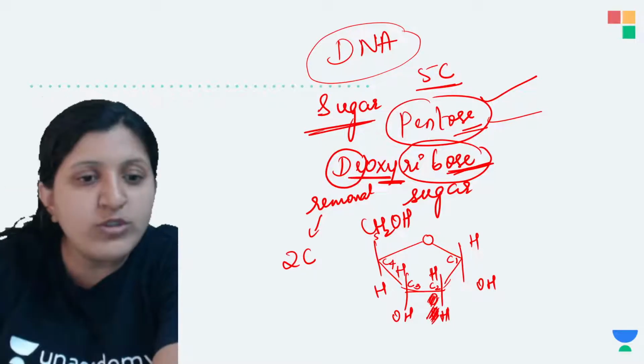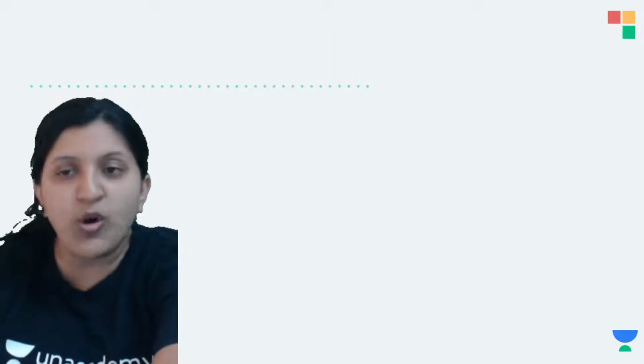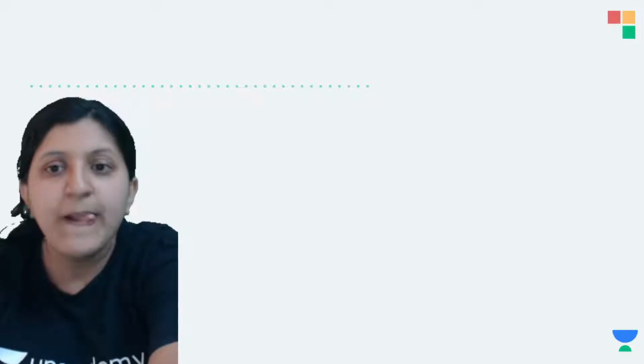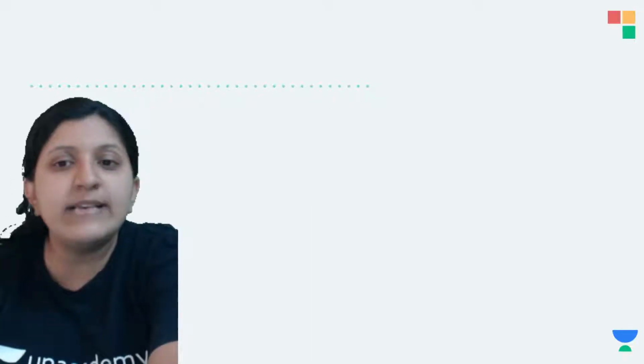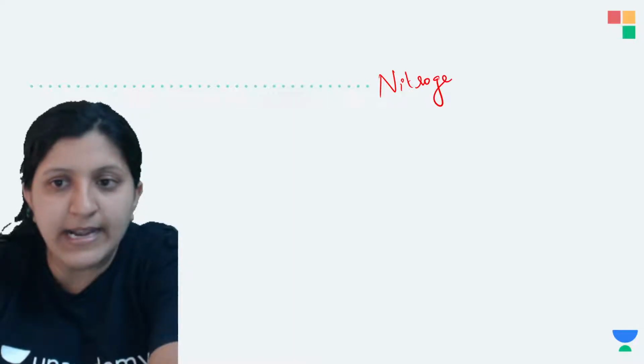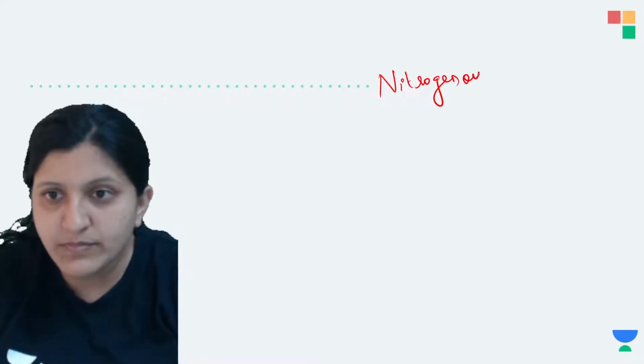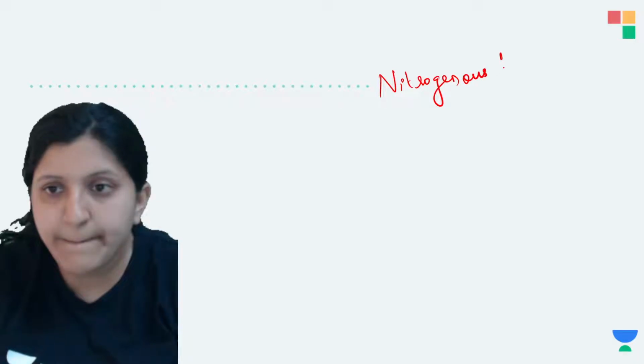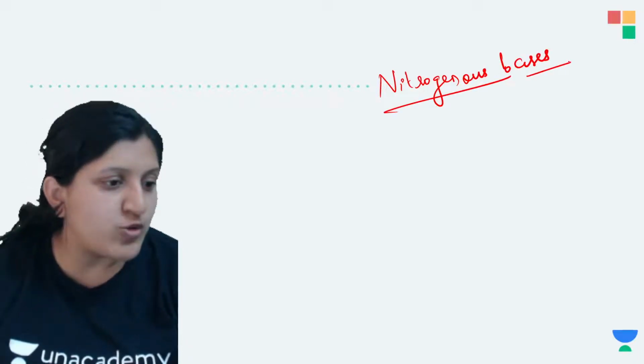So that is about the sugar, that is done. Next one is nitrogenous bases. So let's see the nitrogenous bases that are there. One second. Okay, so let's have a look at the nitrogenous bases.